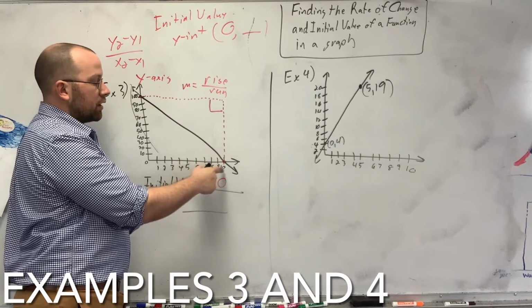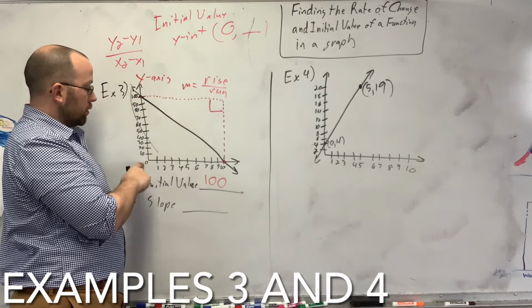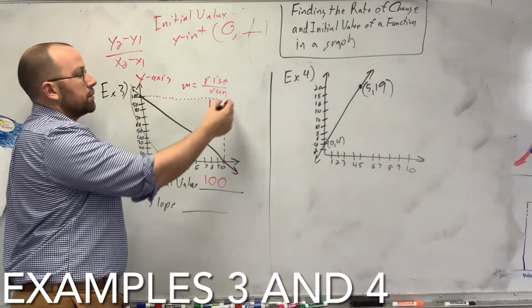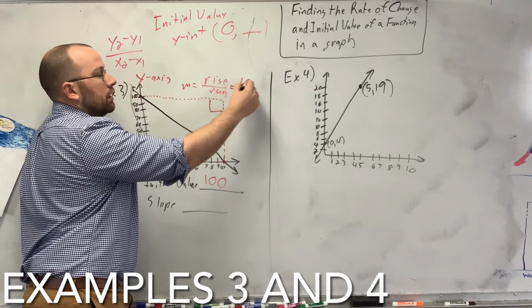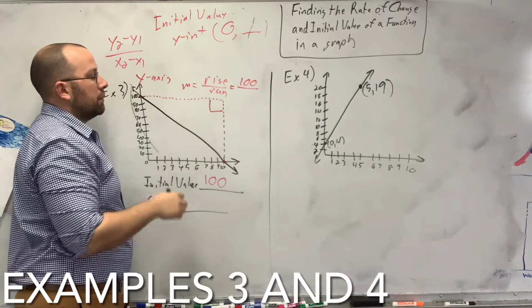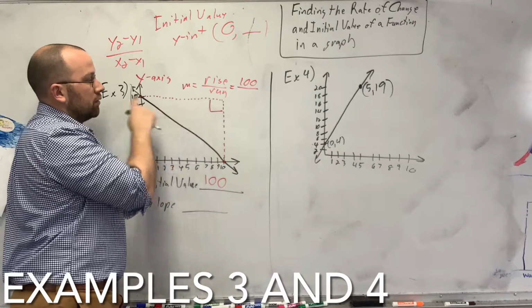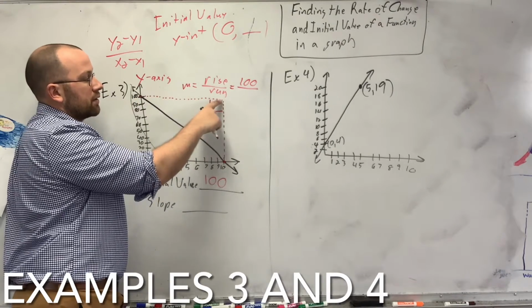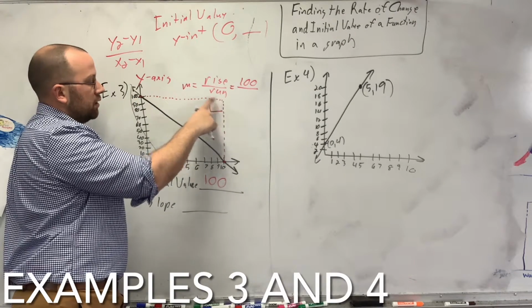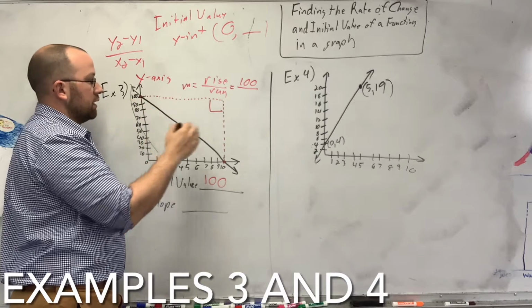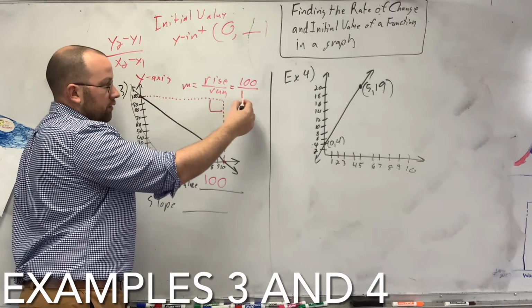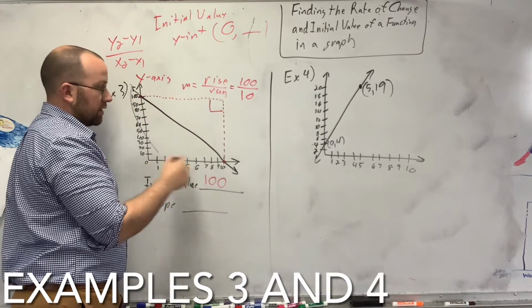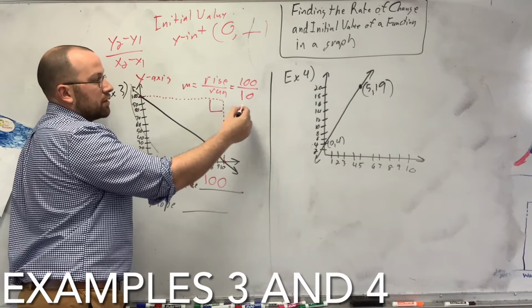So how many did I go up? So I rose from 0 up to 100. Right? How many did I run over? So remember, run is east-west. So I ran from here over to here. I ran over 10 to 0. And that simplifies down to just 10.